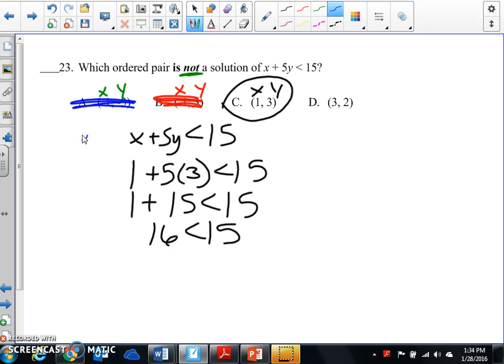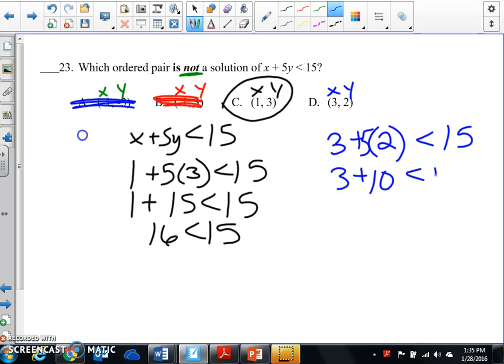Just to make sure, let's go ahead and check this one out real quick. X is 3, y is 2. Sorry, I flipped that. I'm making sure that it is. I was like, what am I doing? Okay. 5 times 2 is 10. 3 plus 10 is 13. And that is a true statement. So that one's out. So it is C.